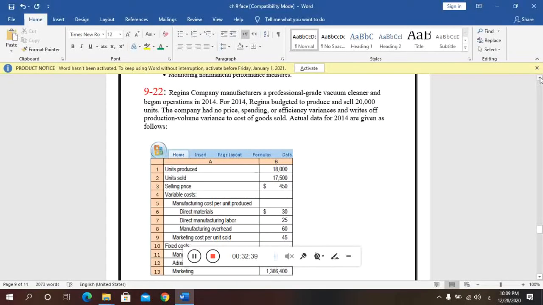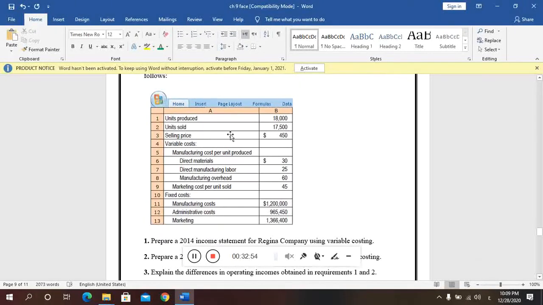Here we have some data for the Regina company, and Regina budgeted to produce 20,000 units, and here he gave me some data that I will need in preparing the income statement. Units produced: 18,000 units. He budgeted to produce 20,000 units, but actually produced 18,000, so the production variance was 2,000 units. Units sold was 17,500. Selling price 450. Variable manufacturing cost per unit produced: direct material, direct labor, manufacturing overhead. Marketing cost per unit sold, variable marketing, and fixed costs divided into manufacturing cost, administrative cost, and marketing cost.